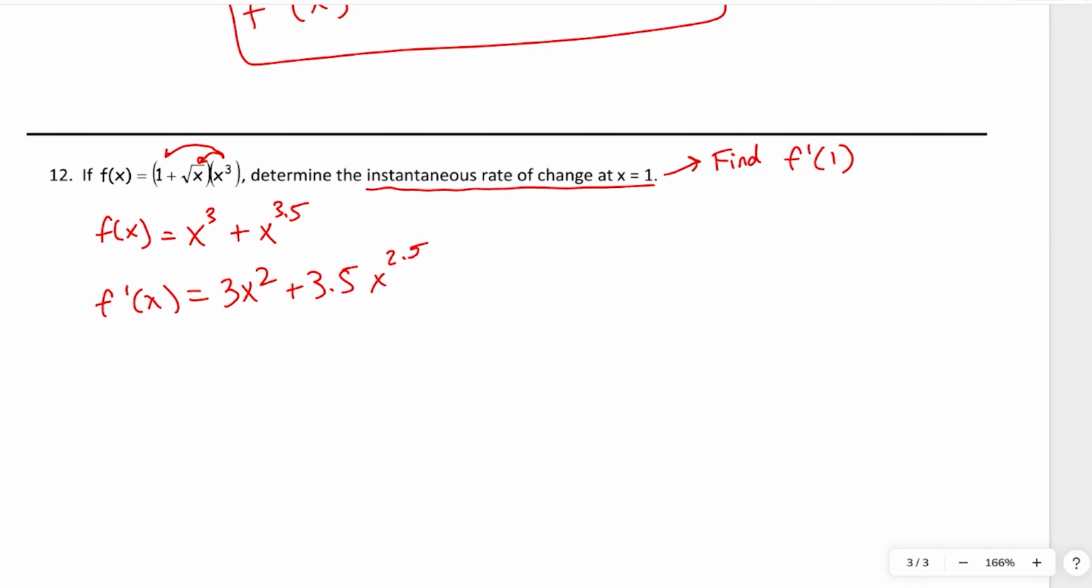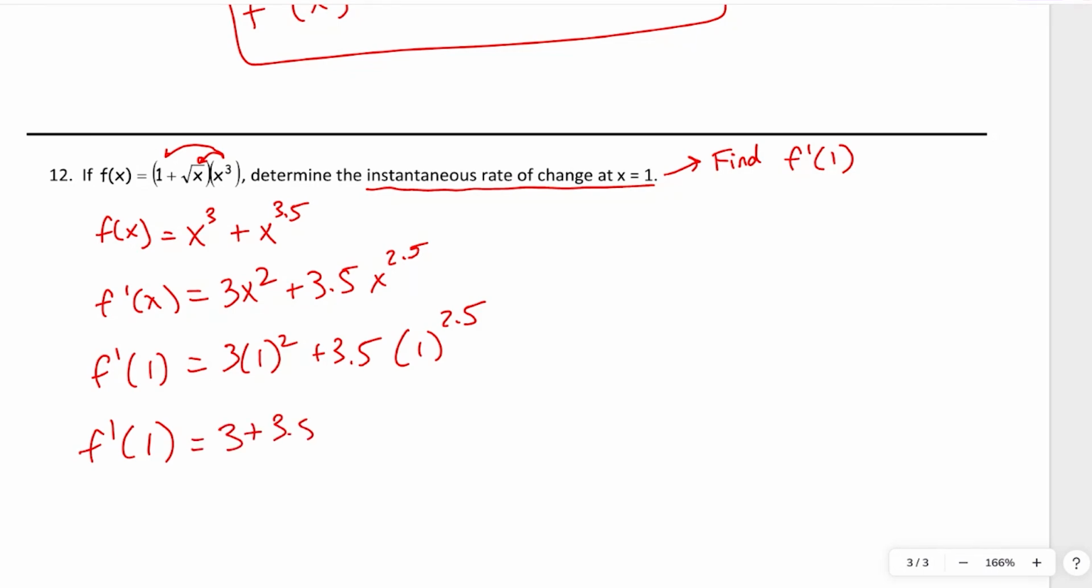Okay, so there's my derivative, and I want to know what's that instantaneous rate of change when x is specifically 1. So I'm going to substitute in 1 to my derivative equation just to start simplifying. Because it's 1, the simplification will be pretty easy here, because 1 squared is 1 times 3 is 3. So we get 3 plus 3.5, so we're just multiplying by 1 again. And so the instantaneous rate of change at x equals 1 of f is 6.5.